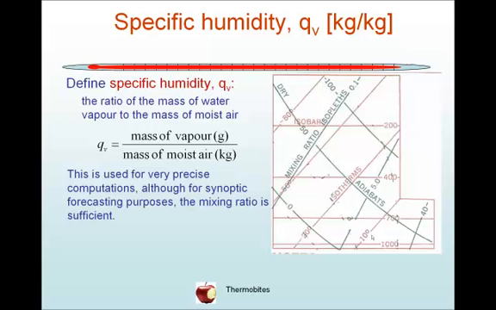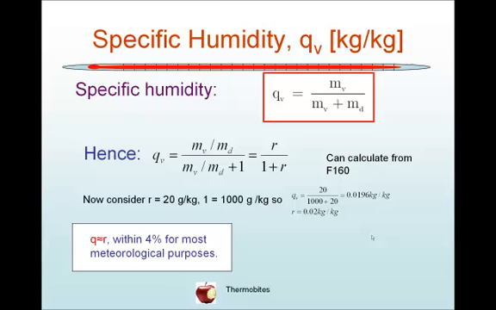So let's show that. The specific humidity is going to be the mass of the vapour divided through by the total mass, the mass of the vapour plus the mass of the dry air. If we divide through numerator and denominator by the mass of the dry air, then in the numerator we have R, and in the denominator we have 1 plus R. And so we can calculate QV very easily off the SQT log P aerological diagram.